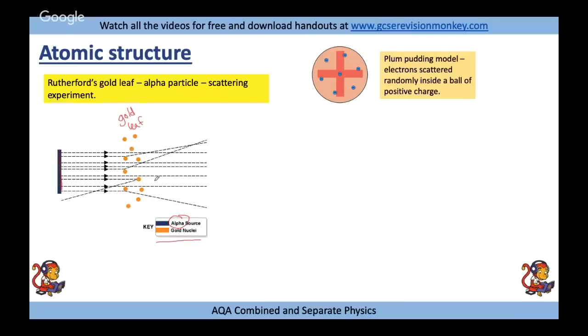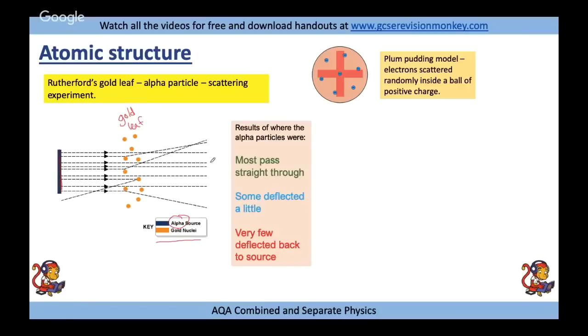What did they expect would happen? They expected that nearly all of the alpha particles would pass straight through. Well, what did they actually find? They found that most did pass straight through, but some were deflected a little bit. And this one was really unexpected: a very few, a tiny number, deflected back to the source. They actually rebounded back to where they came from.